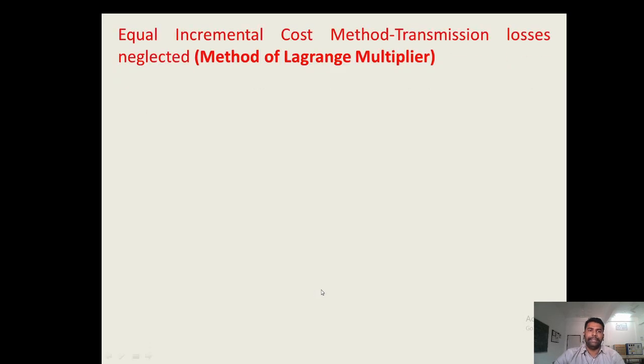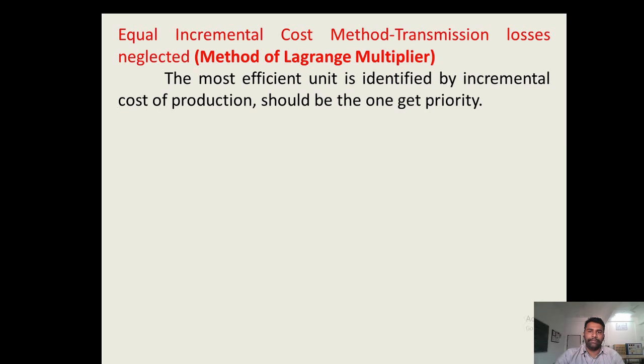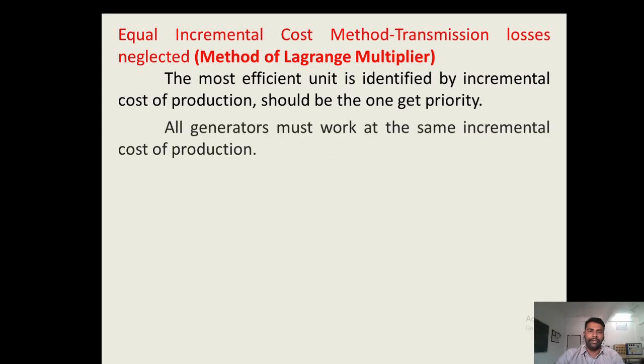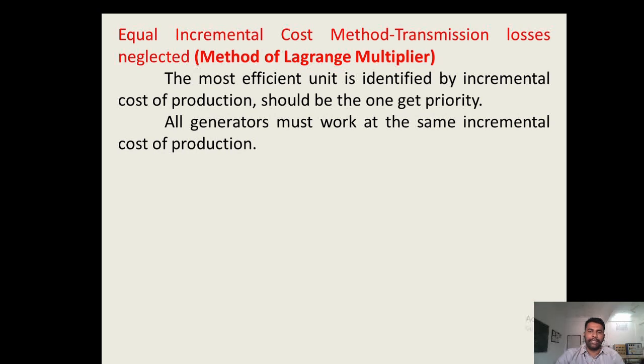Now, we will see the equal incremental cost method, that is, transmission losses are neglected. In this method the transmission losses are neglected, and this method is also called the Lagrange multiplier method. In this method, the most efficient unit is identified by incremental cost of production, and this unit should get the priority while the load allocation is done. Second point, all the generators must work at the same incremental cost of production.